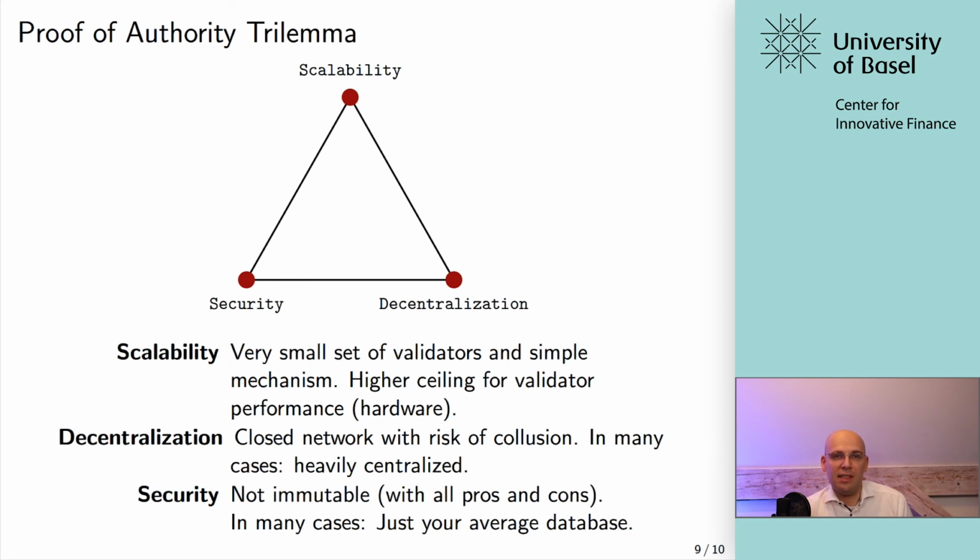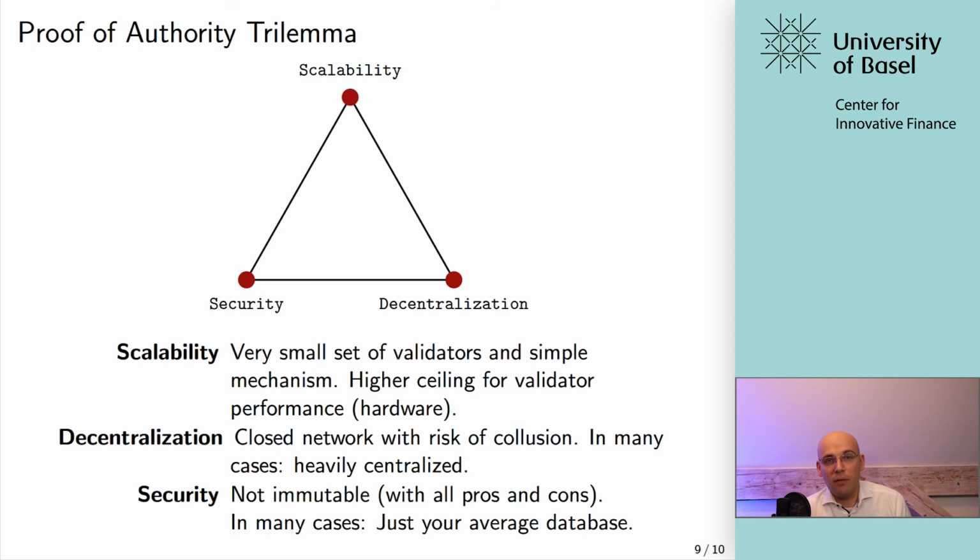Because in this case, it's really just somebody or a set of people that decide on the state and can do whatever they want to the blockchain. In terms of security, it's not immutable, with all its pros and cons. Of course, for many applications, it's a bad thing when people can just roll it back. But you also have to be aware that in some applications, it might actually be a good thing that people can roll it back. So you really have to understand what you want to achieve.